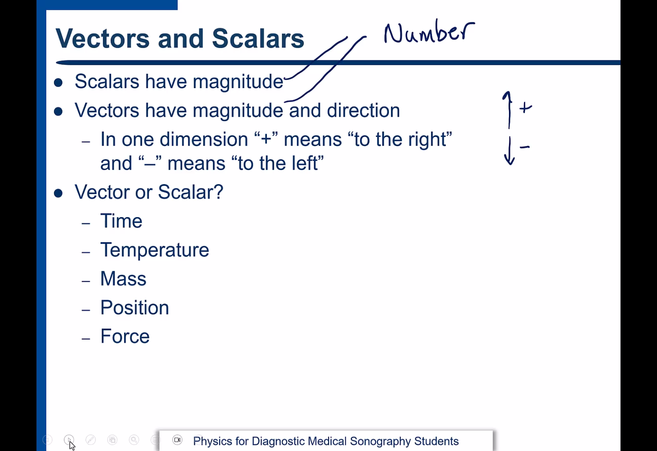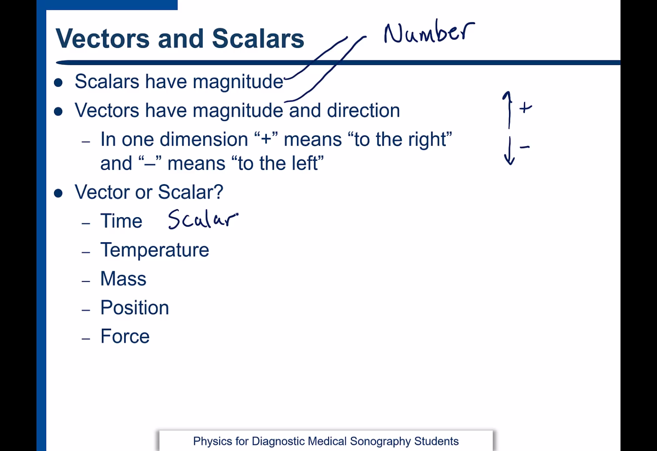Time is a scalar. In other words, if you ask me, what time is it? I'm going to say something like 3 p.m. I'm not going to say 3 p.m. to the right, or 3 p.m. up, or 3 p.m. down. It doesn't make any sense to give a direction with time. When we need to specify what time it is, we just need to give a number. So time is a scalar.